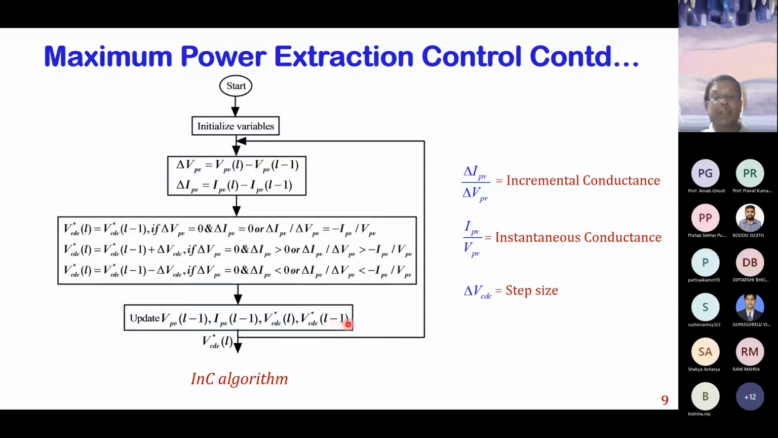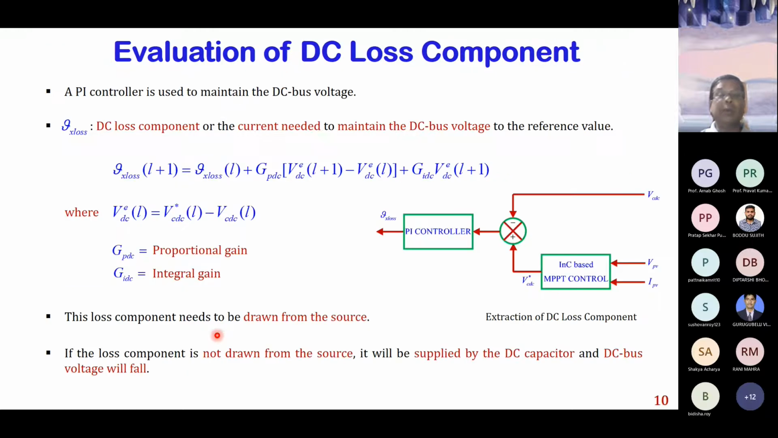So till we get all these conditions satisfied, ultimately we want to get the reference voltage VDC star. Then for the evaluation of the DC loss component, we design a PI controller that basically controls the VX loss, or the DC loss component. That is basically the previous sampling instant DC loss component, and then this is the gain of the PI controller, the proportional gain, and this is the integral gain of the controller. And this is the difference. Okay, this is the error signal.